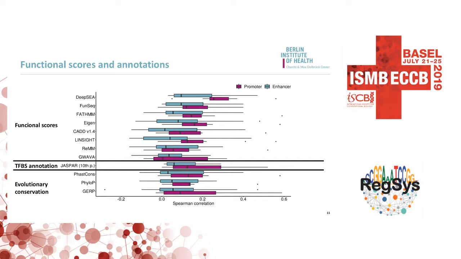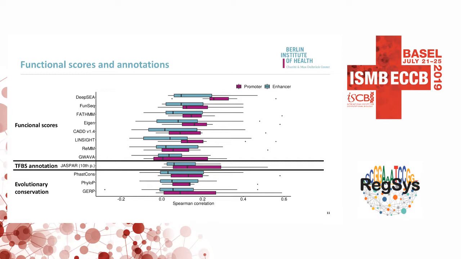Here are the functional scores, and what you see is that they are all pretty similar, like DeepC, Eigen, CAT, Linsight, and so on. There's no real difference between enhancers and promoters, only maybe DeepC works a bit better on promoters than enhancers, but in total it's again extremely different across the elements, so you have these white boxes here. The same goes for conservation, which is also really similar to all these functional scores. Here we looked, for example, at JASPAR, taking the best 10 percentile best matched motifs and computing a score, and it's also pretty similar. So this means it's hard to tell which score to use, which one works best.